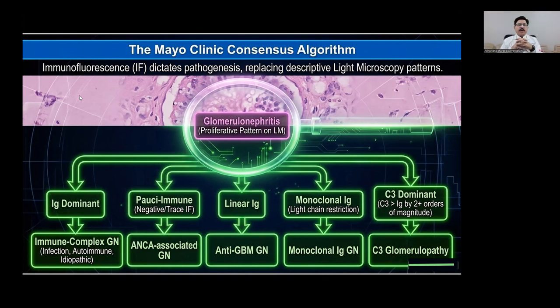Okay. The first type is the Ig dominant. The second one is the pauci-immune type. The third one is the linear Ig. The fourth one is the monoclonal gammopathy. The fifth one is the complement mediated.